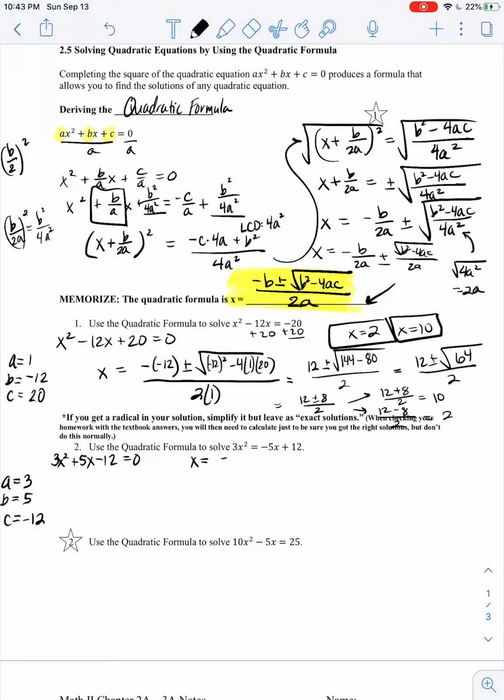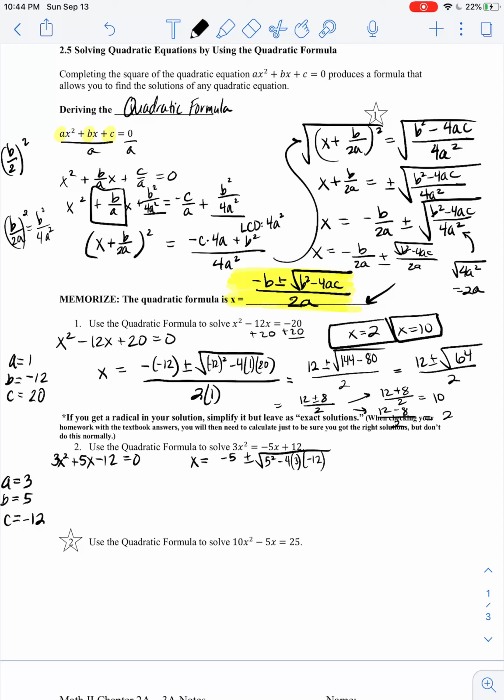X equals, this is negative B, so negative 5 plus or minus the square root of, and that's B squared, so 5 squared minus 4 times A times C. You have to be super careful with your signs when you're doing the quadratic formula. There's a lot of positives and negatives, so make sure you're really careful with that.